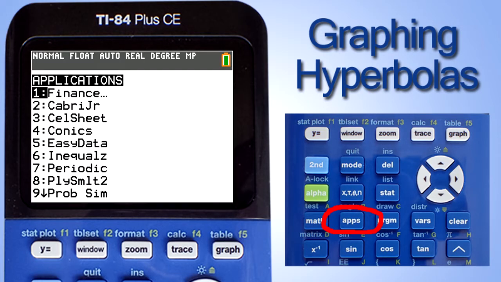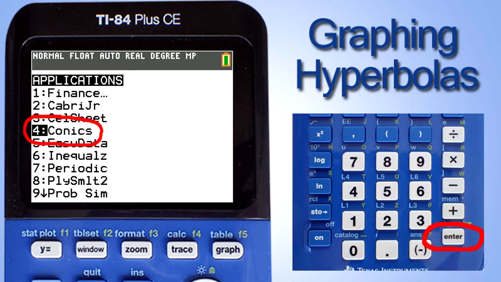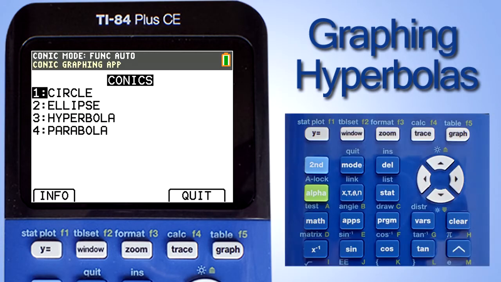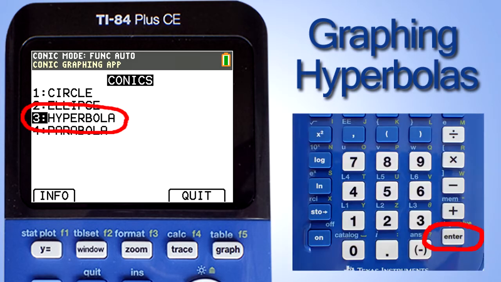To open the Conics app, press the Apps button here. The application list opens up. Go down to number 4, Conics, and press Enter. The types of conics that you can graph with the Conics app are circles, ellipses, hyperbolas, and parabolas. Go down to number 3, hyperbola, and press the Enter key.